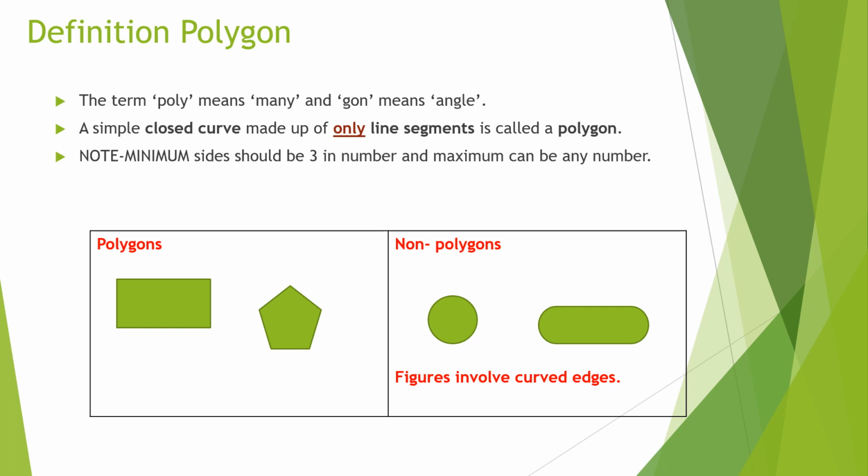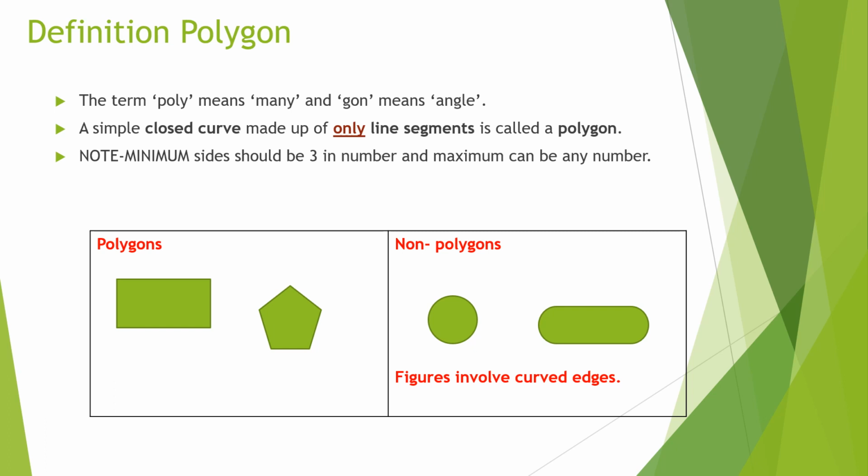Next is the definition of polygon. The term polygon is made up of two words, poly and gon. Poly means many and gon means angles. So the figure which is formed by many angles is known as a polygon. And the definition says a simple closed curve made up of only line segments. See, this word only is very important. It should be made up of only line segments to be called a polygon.